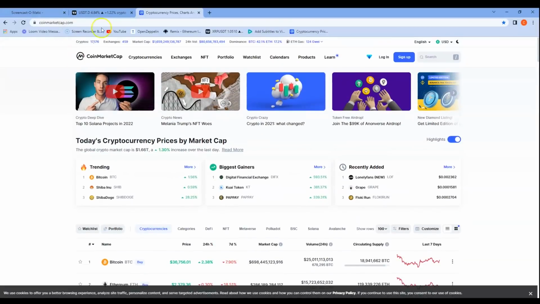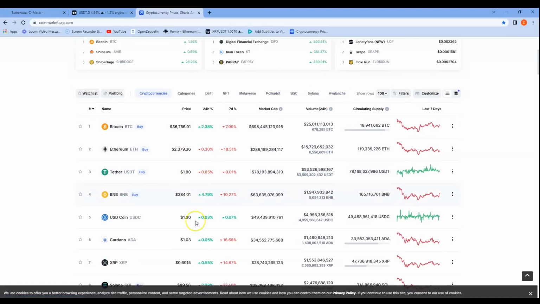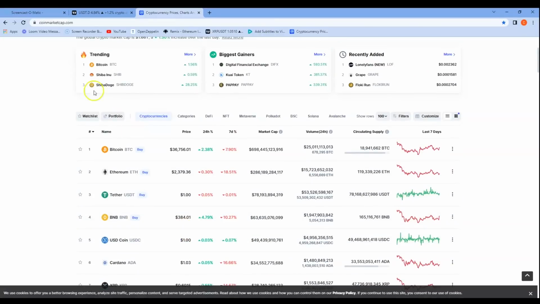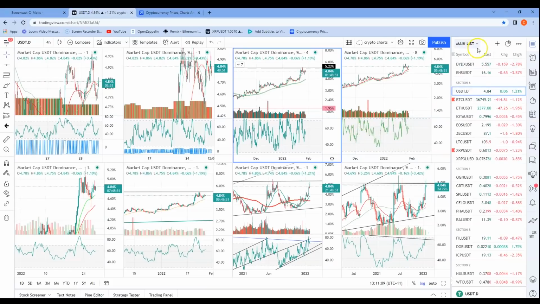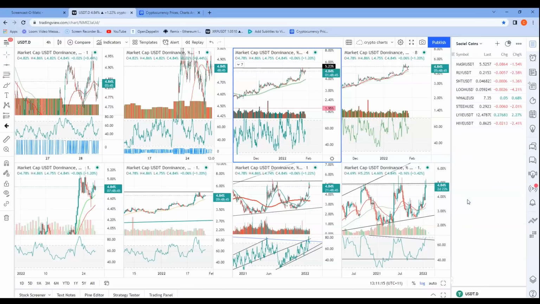Like CoinMarketCap, they've got different categories here, like DeFi, NFT, Metaverse, Polkadot, Solana, Avalanche. Me personally, these are the categories that I'll be looking at. It's the social coins, like the coins that promote a social media type, like Steem.